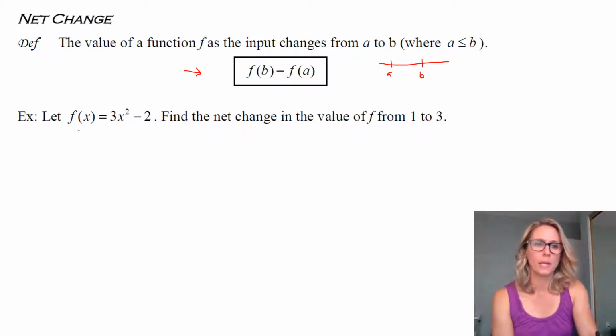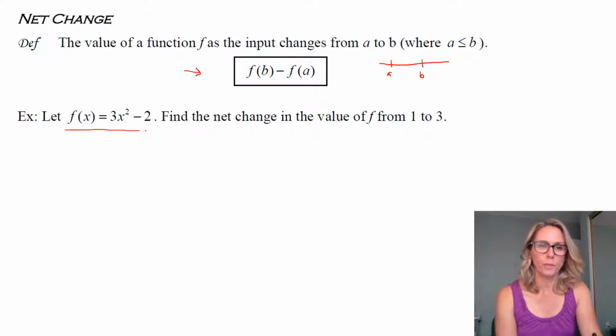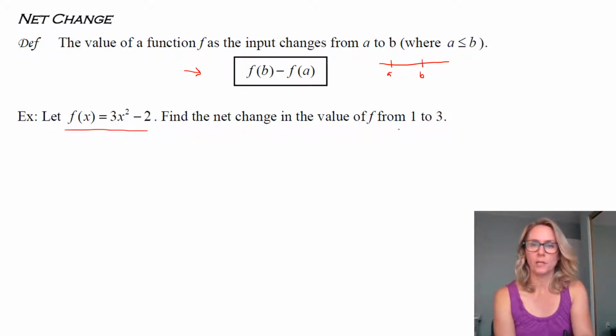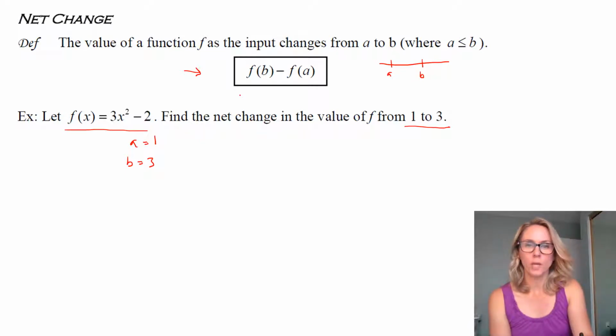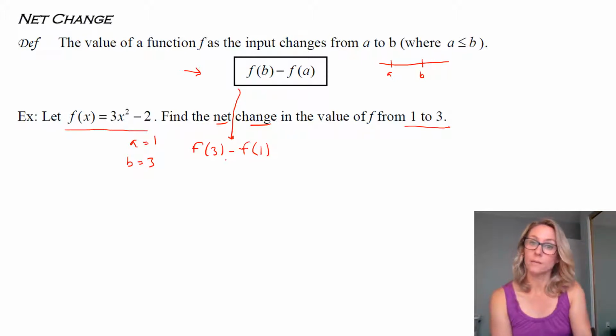So we have an example. We have a function f of x equals 3x squared minus 2. We want the net change for the function from 1 to 3. So for us, that just means, you wouldn't have to write this normally, but a equals 1 and b equals 3, since 3 is greater than 1. And then the net change, just bringing it by definition right here, is just finding f of 3 and subtracting f of 1. So if you want, I would go ahead and pause this and see if you can get the answer, and then come back and we will take a look.